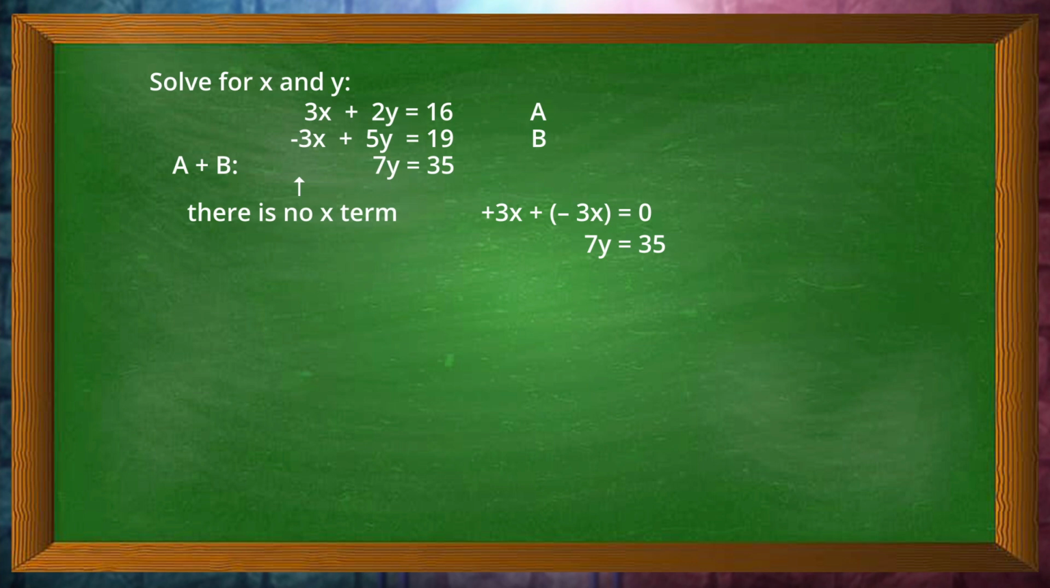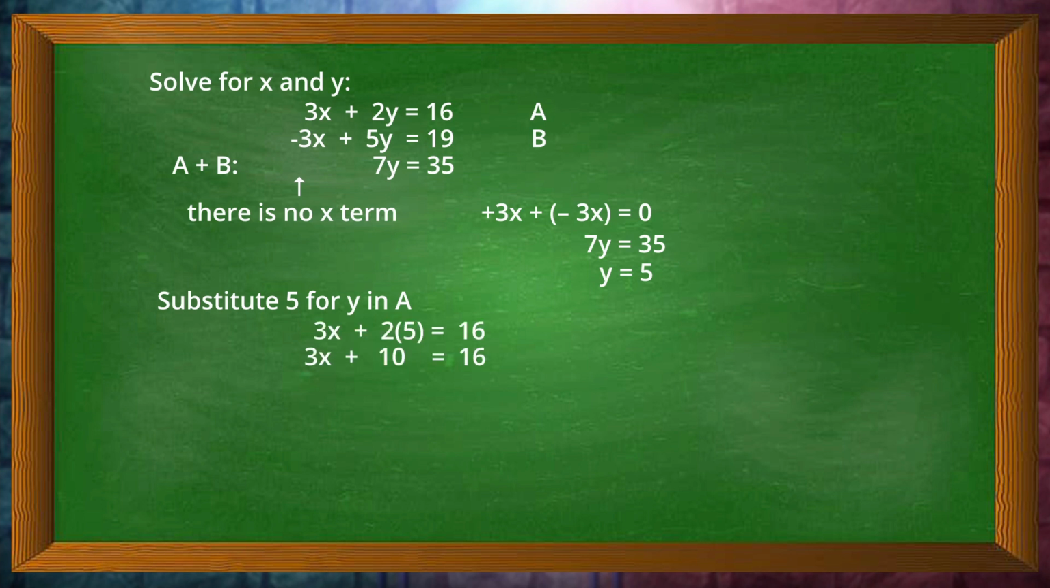Now you can solve for y by dividing both sides by 7 to find that y is equal to 5. Knowing the value of y, you can substitute 5 for y in one of the equations to find the value of x. 3x plus 10 is 16. Subtract 10 from both sides to get 3x equal to 6, which means that dividing by 3 gives x equal to 2. The solution for these simultaneous equations is x is 2 and y is 5.